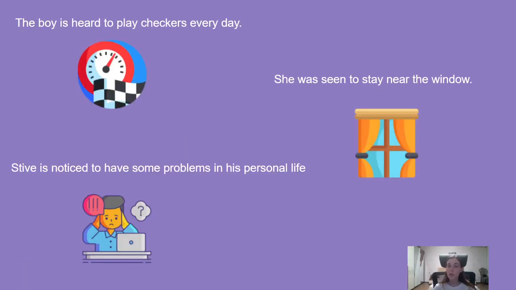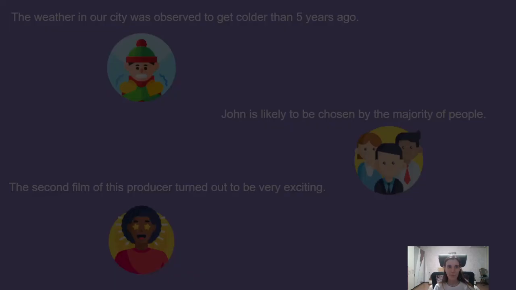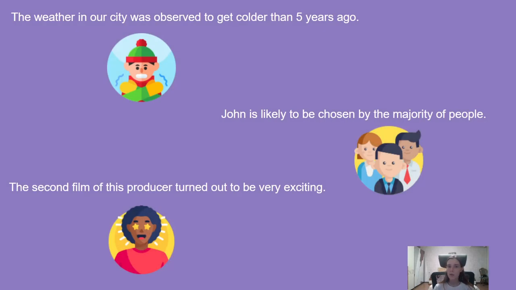The boy is heard to play checkers every day. She was seen to stay near the window. Steve is noticed to have some problems in his personal life. The weather in our city was observed to get colder than 5 years ago. John is likely to be chosen by the majority of people. The second film of this producer turned out to be very exciting.